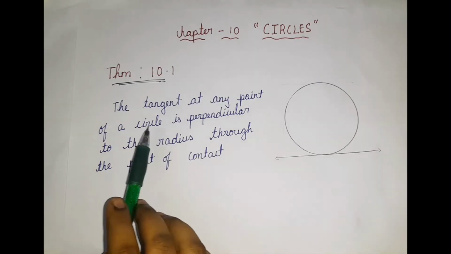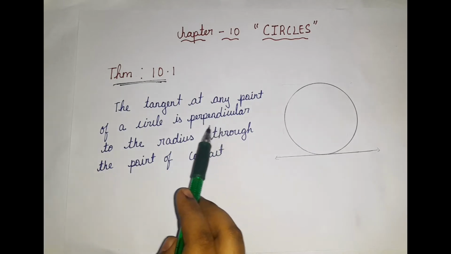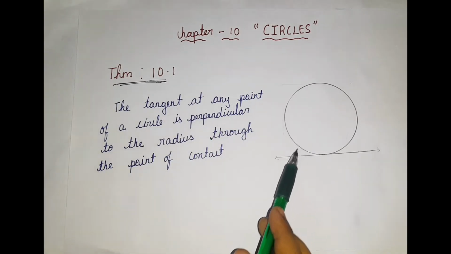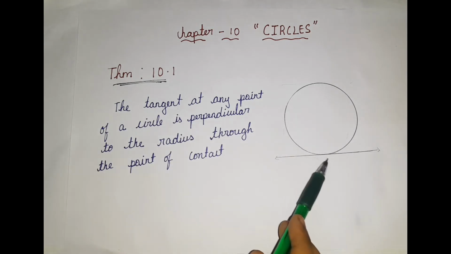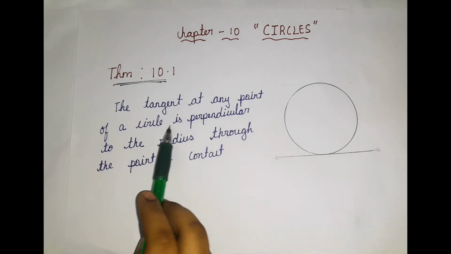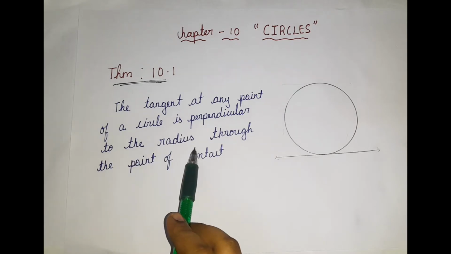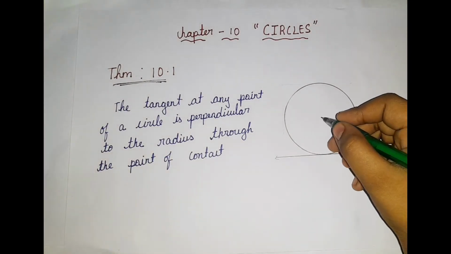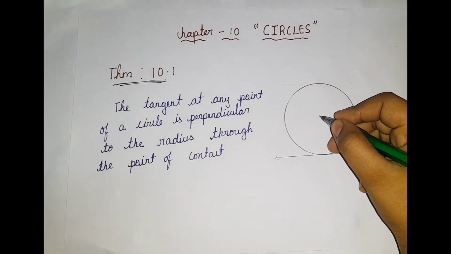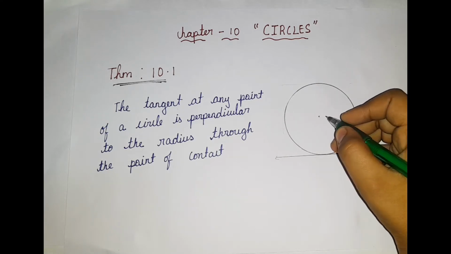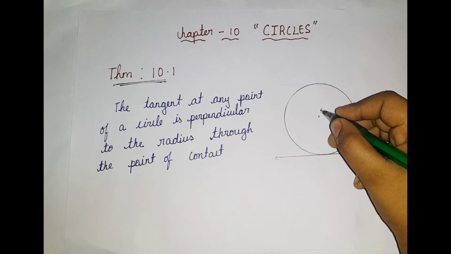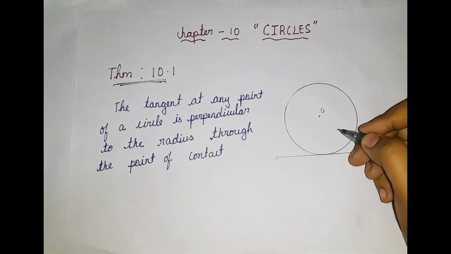First of all, we are supposed to understand this statement. The tangent at any point of a circle, so here we just took a tangent, that is this line, at any point of a circle is perpendicular to the radius. Of course you know what the radius is. If we draw a circle, it should have a center point. We can just name it as O.